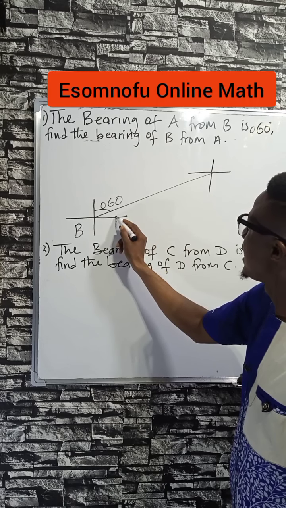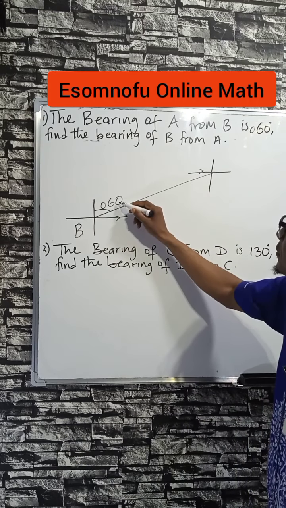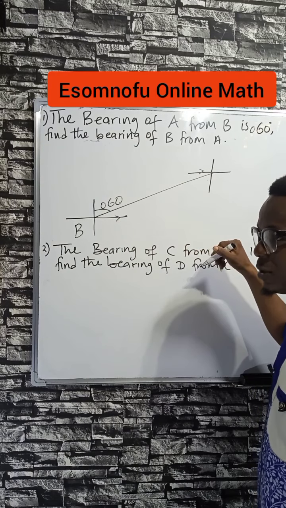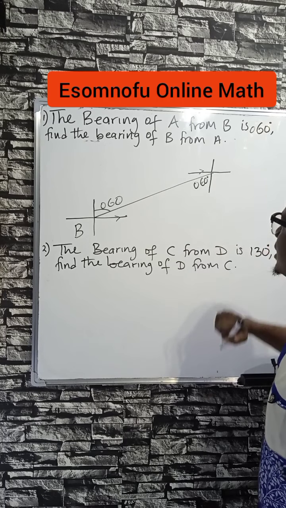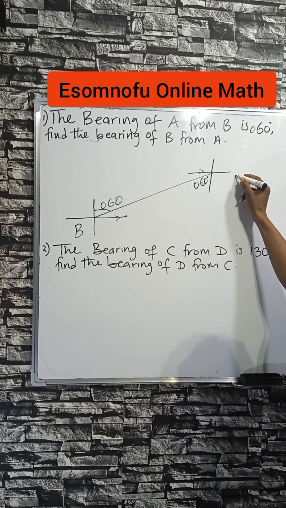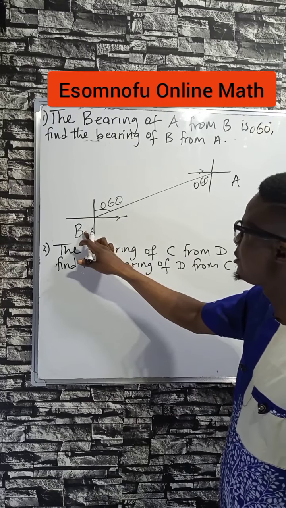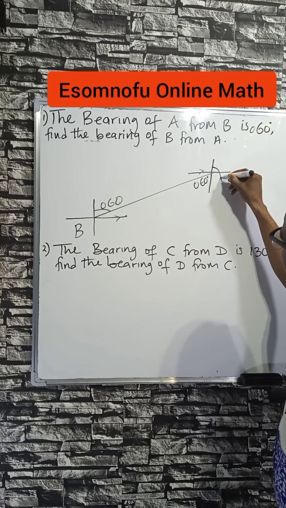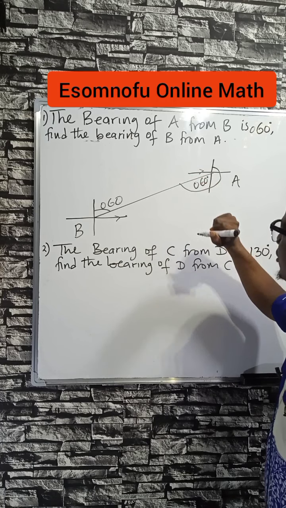Remember that this line here and this line are parallel lines, they cannot meet. And angles formed on opposite sides of this transversal line are said to be alternate angles and are equal. So here should also be 60 degrees again. So this is point A, the bearing of A from B. Now they said the bearing of B from A. Bearing of B from A means start from the North Pole, keep turning until you touch this line going to B. That's the required bearing.